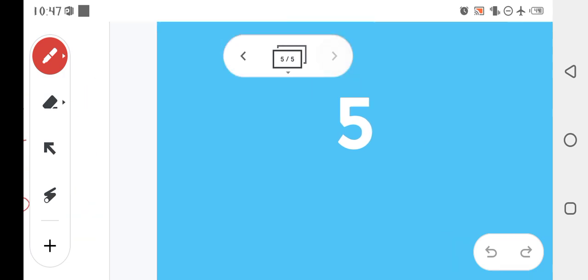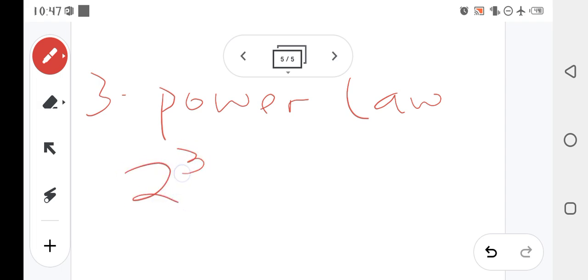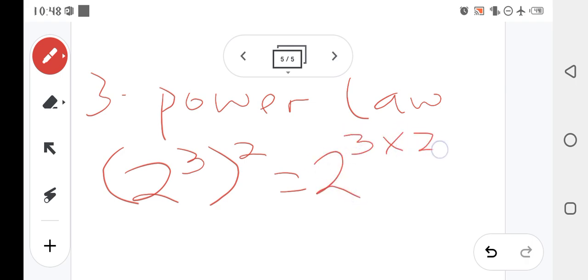The next we'll be talking about is the power law. This law states that if a number which is raised to a certain power is again raised to another power, the two powers are multiplied together, meaning that when you have 2 raised to the power of 3 and again everything raised to the power of 2, the powers must be multiplied together, meaning that you have 2 raised to the power of 3 times 2, which becomes 2 raised to the power of 6.